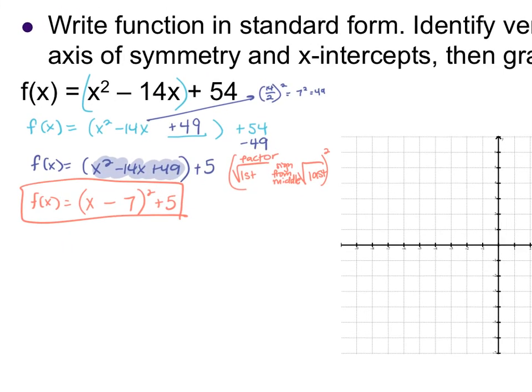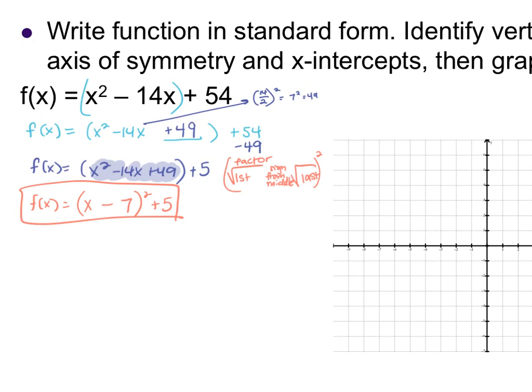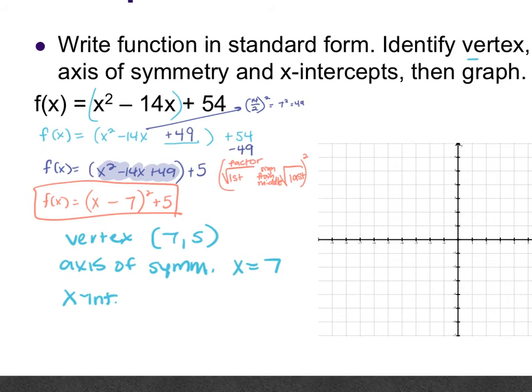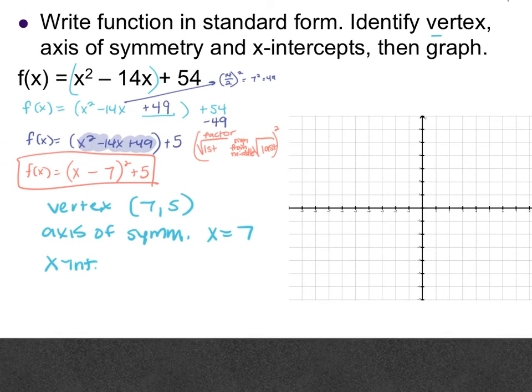So now we're at where we were at the beginning of the last couple questions. Take this, find my vertex, which is 7, 5. Find my axis of symmetry, which is x equals 7. Find the x-intercepts. So I plug 0 in for y. Go to square root both sides, and here I get a negative square root. So there are none.